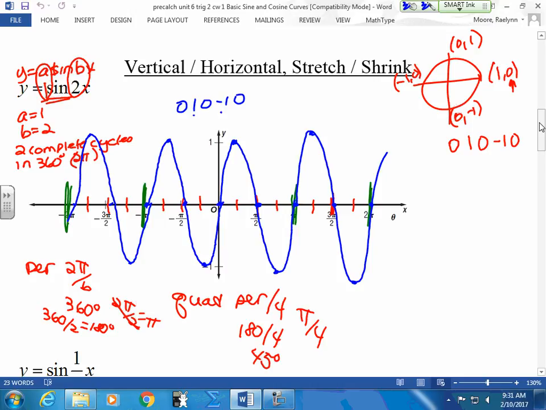Make sense? No. Okay. We took your 4 quadrants, and we still have to go 4 quadrants. But our period this time is only pi.